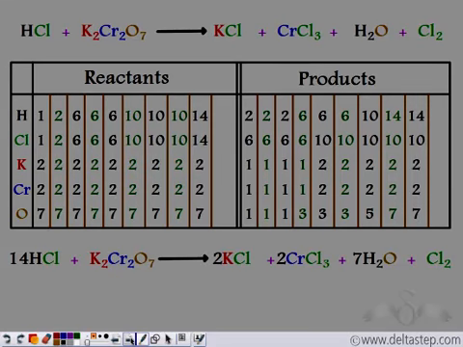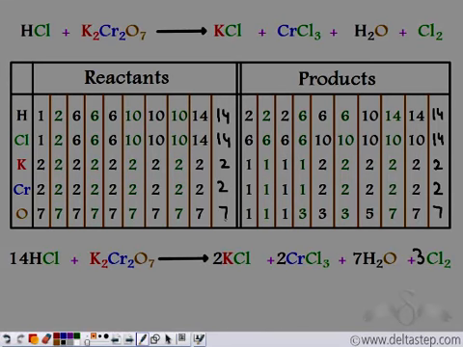So to get 14, we already have 6 plus 2, 8. So we need another 6 atoms. So we multiply this number by 3. So when we multiply this by 3, we get 3 2s are 6, plus 2, 8, plus 6, 14. So we get 14 chlorine atoms. We get 14. This number we have not changed. So the remaining numbers remain the same. And similarly, we have not changed anything on the reactant side. So they remain the same.